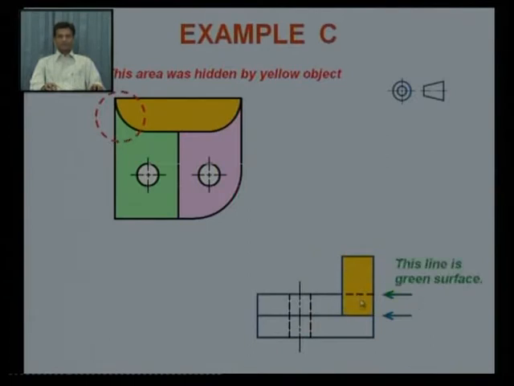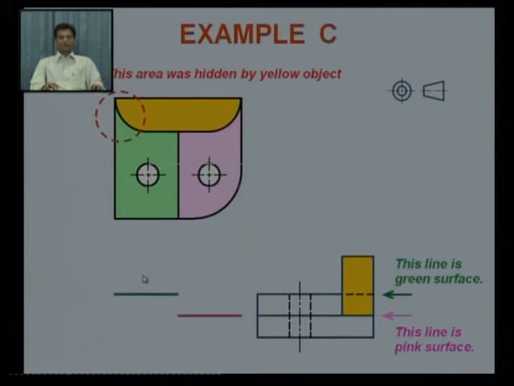Yellow object. This line is the green surface, as shown over here. This line is the pink surface. This green surface is to be represented by this line, and this pink colored portion is to be represented by this line. So draw that green line over here and the pink line over here.